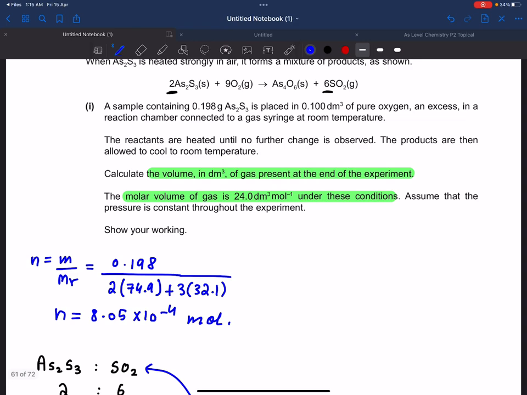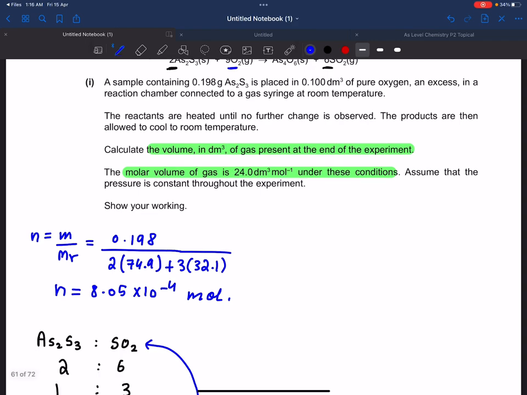Now the question is saying calculate the volume in dm cube of the gases present at the end of the reaction. SO2 is a gas, obviously made during the reaction, so it will be present inside the gas syringe, while some of the oxygen might be left. I'm not saying it should be left, it might be left; we don't know, we're going to calculate that. If it is left, it counts as a gas. If it's not left, then the SO2 volume is our answer. But if oxygen is left, then we add the oxygen volume to the volume of SO2 at the end of the reaction. That will be our volume in the gas syringe at the end of the reaction.